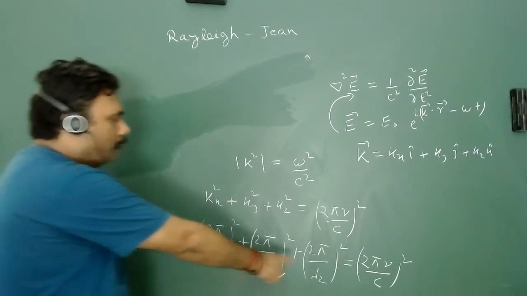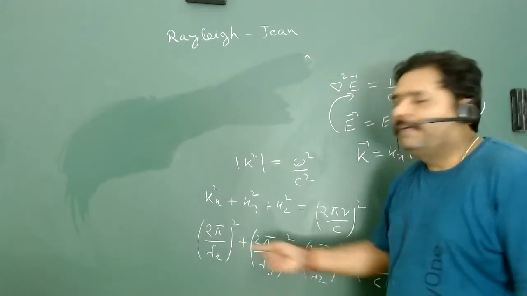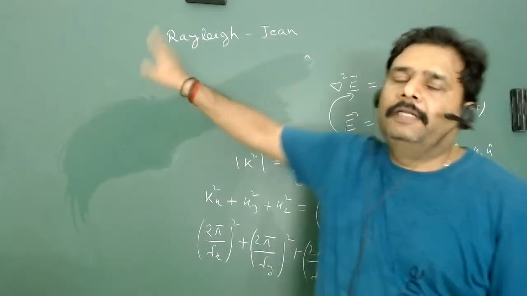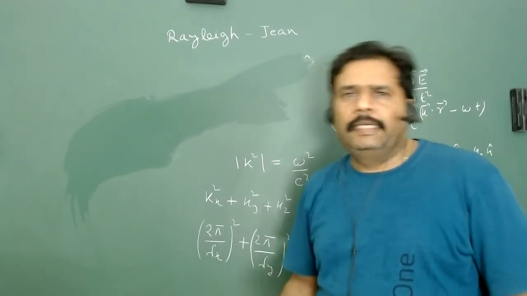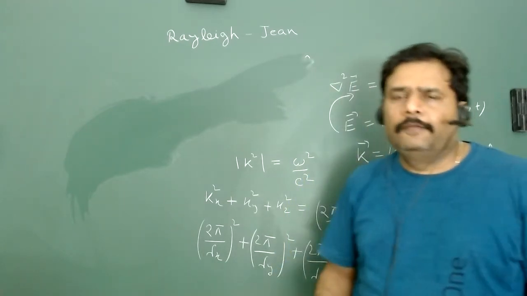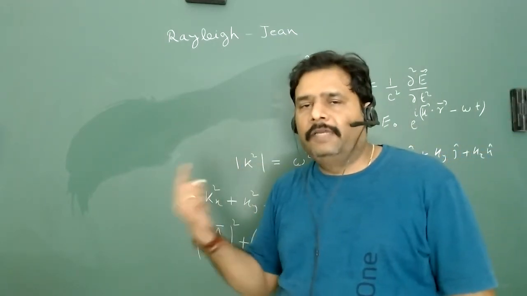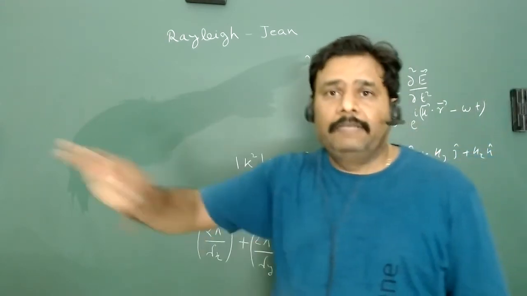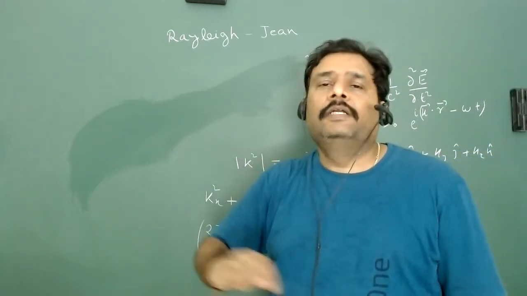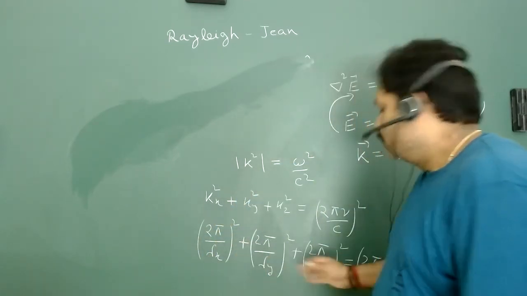Now lambda x, lambda y, lambda z can be represented in terms of nx, ny, nz as we have done in one dimension. So this is the trick, because kx, ky, kz are independent, but there we used only one discrete variable, that is n. But here nx, ny, nz are different, sorry, lambda x, lambda y, lambda z are different.